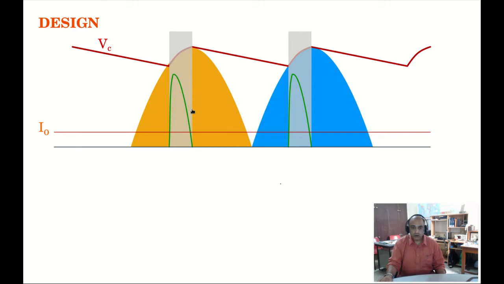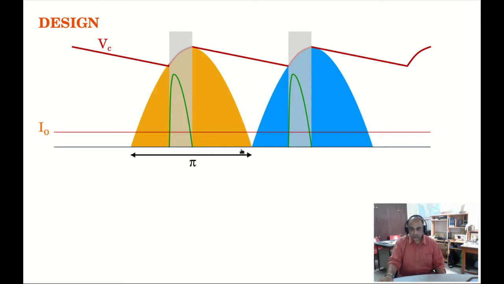This green waveform is that of the current out of the rectifier, as we saw, and we also need to define a few more parameters, which we will do now, in order to do the calculations for the values of the capacitance and the diode ratings.